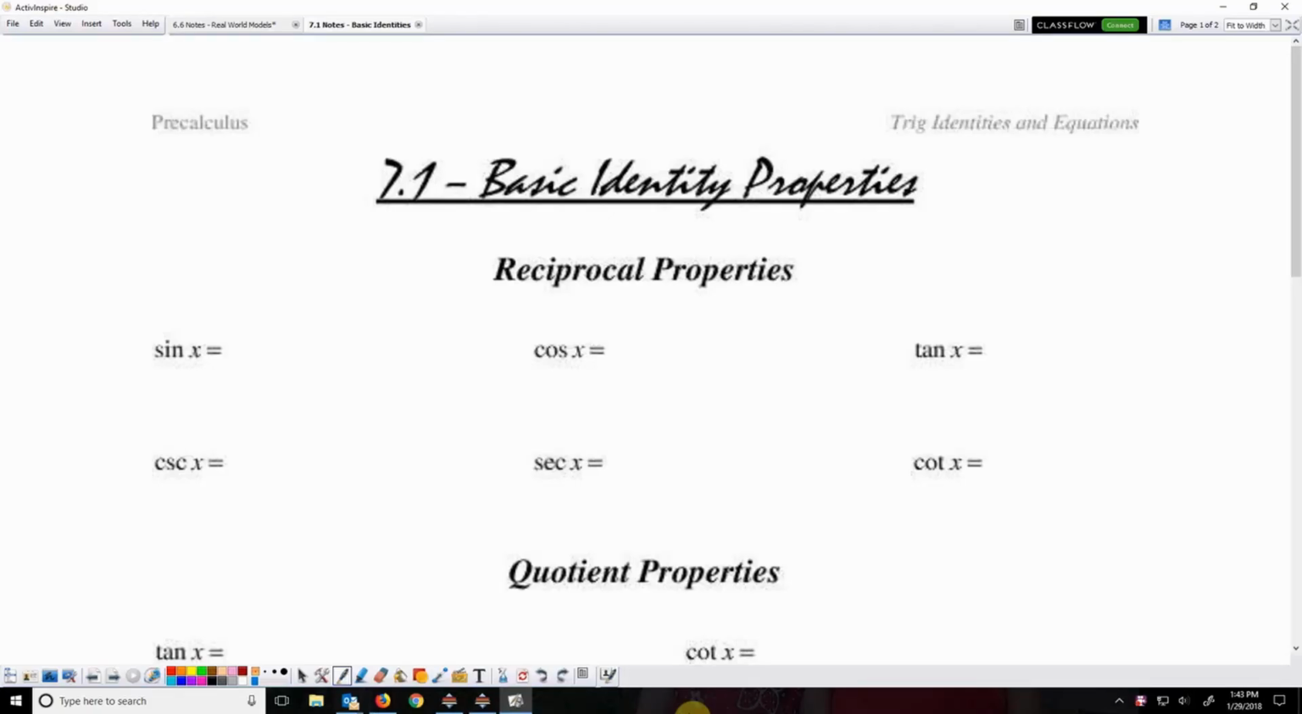Hey guys, today we're going to go over some basic trig identity properties. First is the reciprocal properties. Sine and cosecant are reciprocals of each other. So sine x equals 1 over cosecant x, and cosecant x is 1 over sine x.